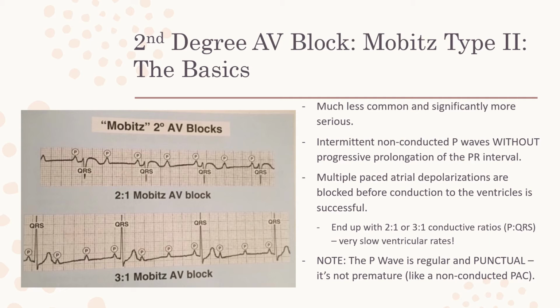We can end up, again, as we talked about in atrial flutter, with 2-to-1 or 3-to-1 conduction rates, and that's P's to QRSs. A lot of times they have very slow ventricular rates. Note, the P wave is regular and punctual. It's not premature like a non-conducted PAC. And once again, your P to Ps are going to march out.